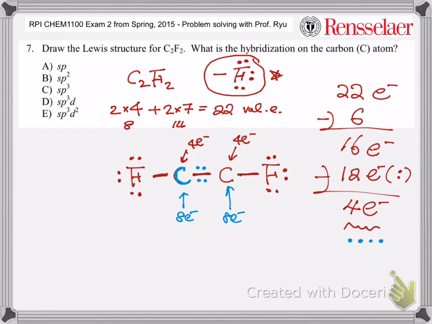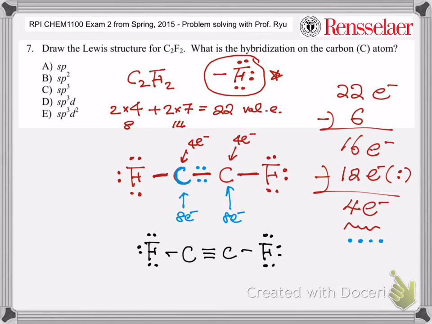So this final picture gives us an important clue on the Lewis structure. My Lewis structure at the end is: carbon forms a triple bond with carbon, and a bond with fluorine attached on both sides, and the fluorines each have 3 lone pairs. So that's the Lewis structure.